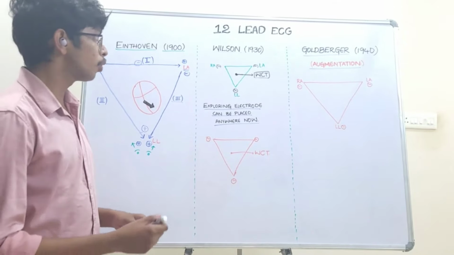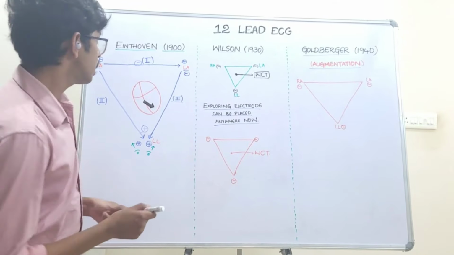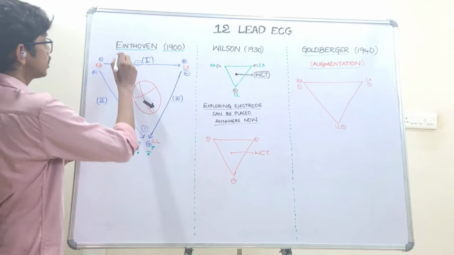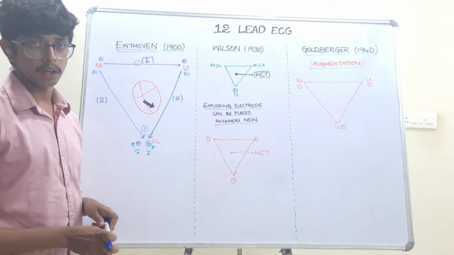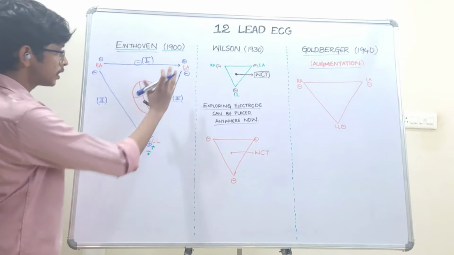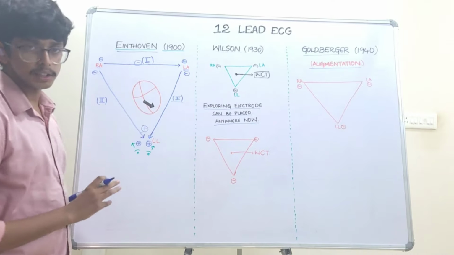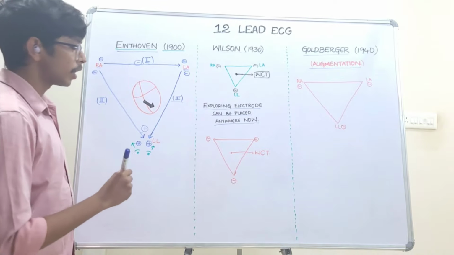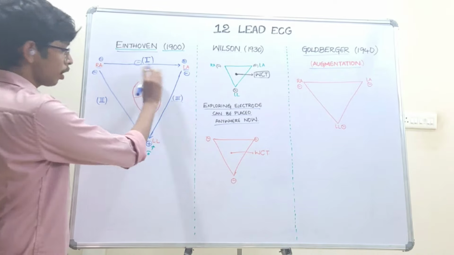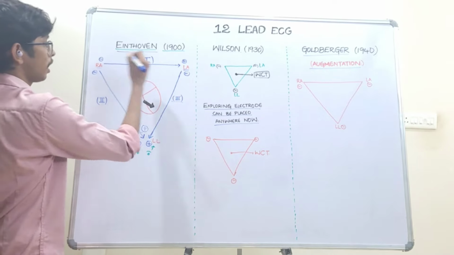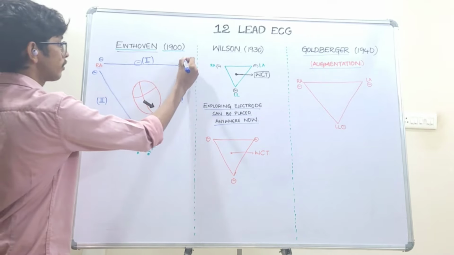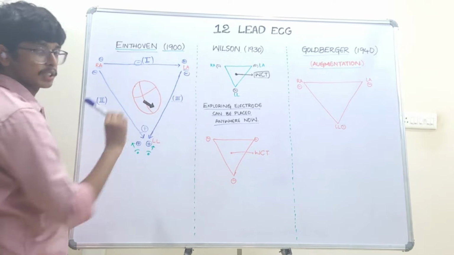Okay, let's see how the ECG has evolved over time. Around the 1900s, there was a scientist called Mr. Einthoven, who is also called the pioneer of electrocardiography studies. He placed 3 leads around the heart, and these 3 leads are called Einthoven's triangle. It is very important for us to know the placement of these leads. The first lead has the negative electrode kept at the right arm and the positive electrode kept at the left arm.